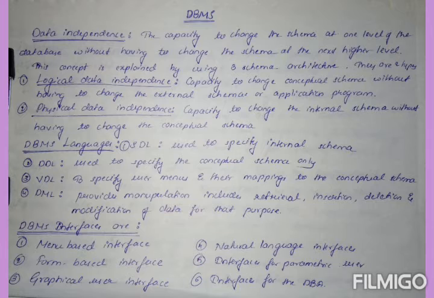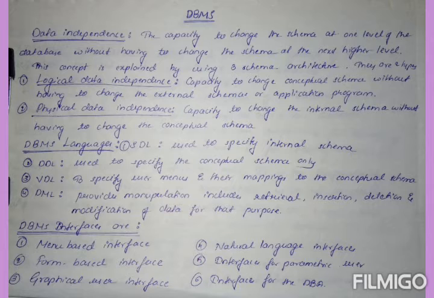Next one is data independence: the capacity to change the schema at one level of the database without having to change the schema at the next higher level. It means the capacity to change from one level of a database to another without changing the schema. This data independence is explained using the three-schema architecture. It is very important, and it is of two types: logical data independence and physical data independence.